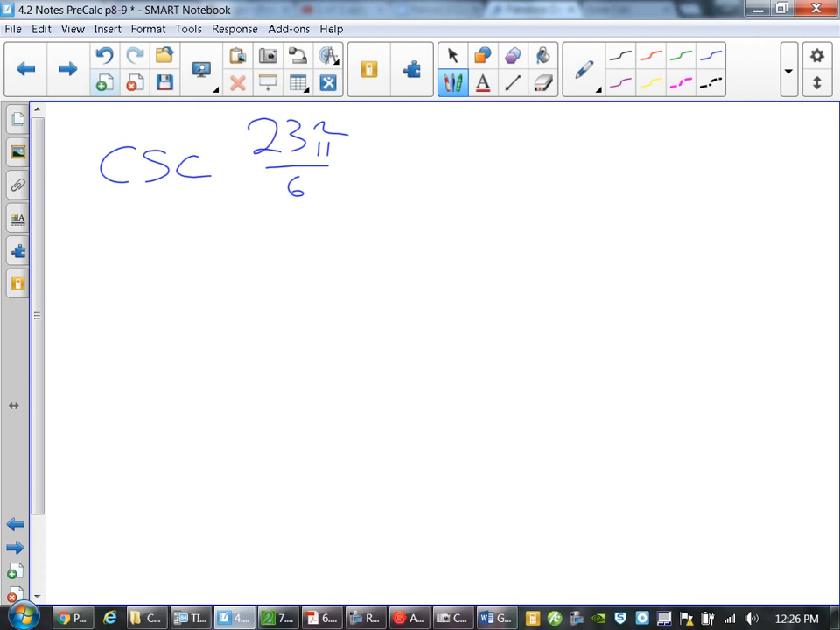So cosecant 23 pi over 6. How many times does 6 go into 23? 3 and change. 3-ish, right? No, it's actually closer to 4 than it is. So it's still 3 and 5/6, right? So it's positive, which means we spin it going counterclockwise. So we sing the song. 1 little, 2 little, 3 little pi. And I have to go 5/6 more.